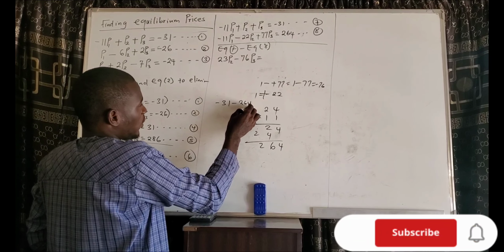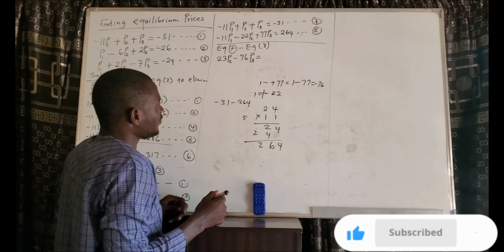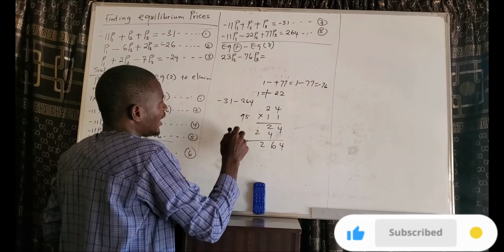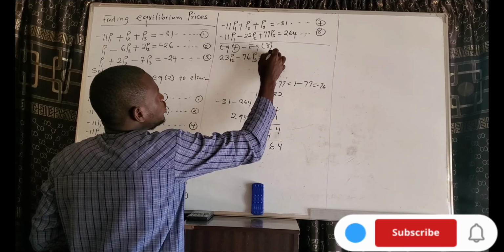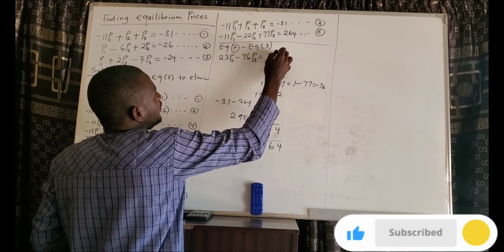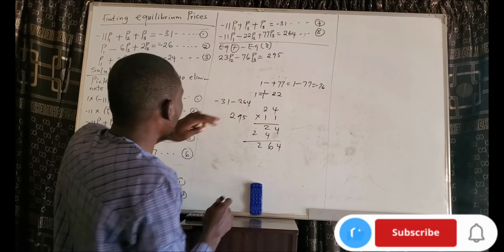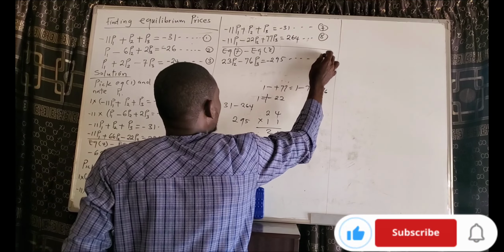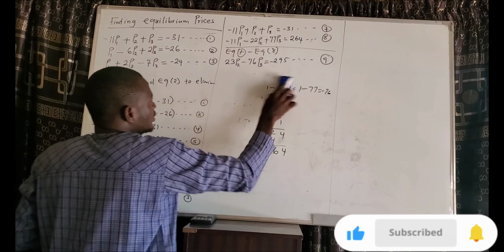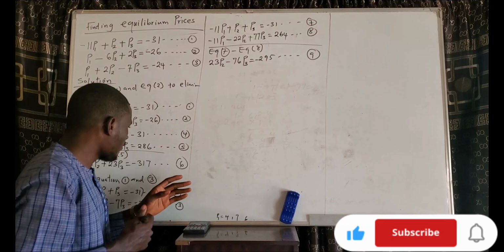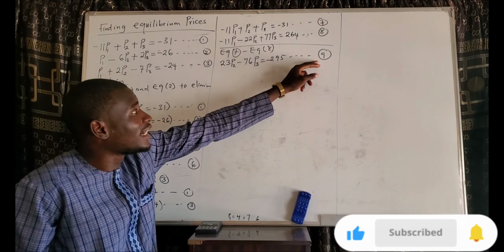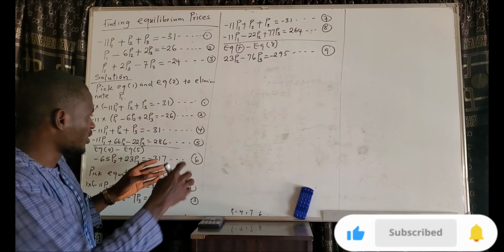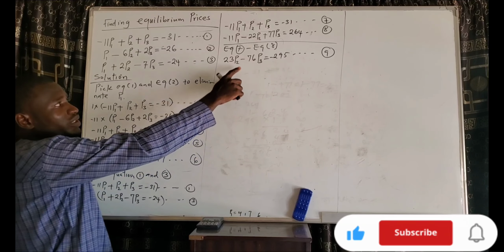The signs are the same, you add. So 1 plus 4 is 5. 3 plus 6 is 9. Then you have 2, 9, 5. So the signs are the same, we use negative. This is now equation 9. Have equation 6 and 9 in 2 unknown variables.